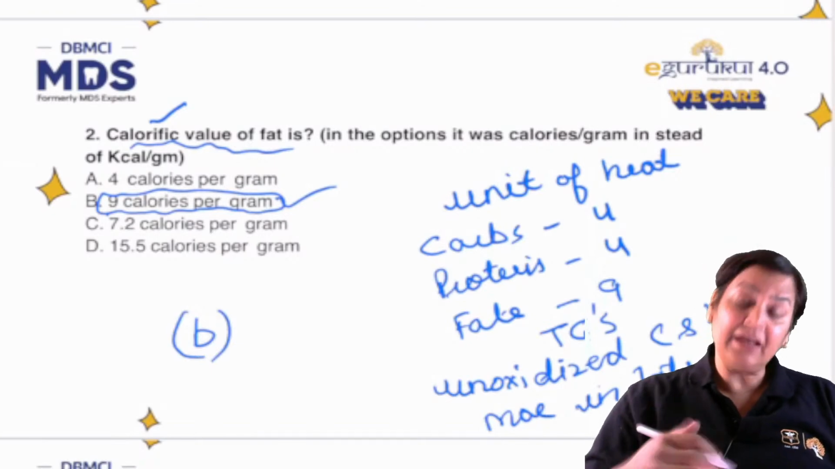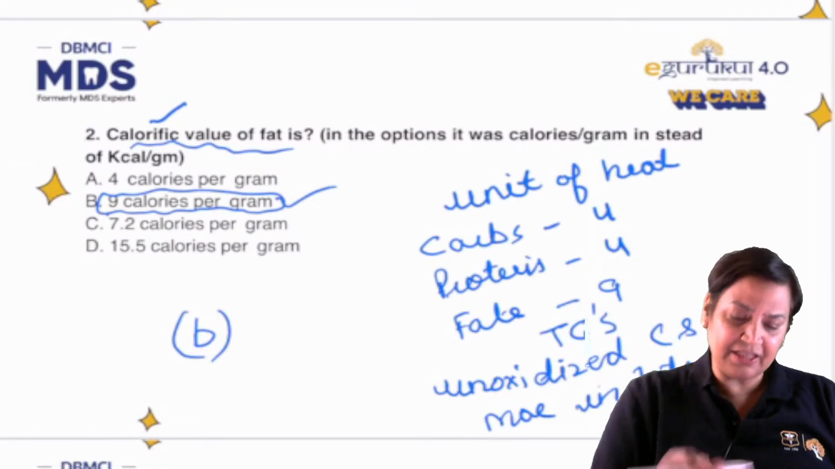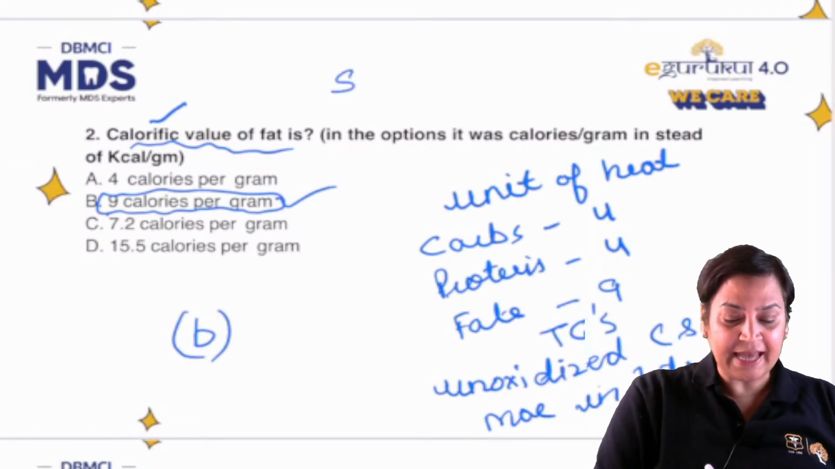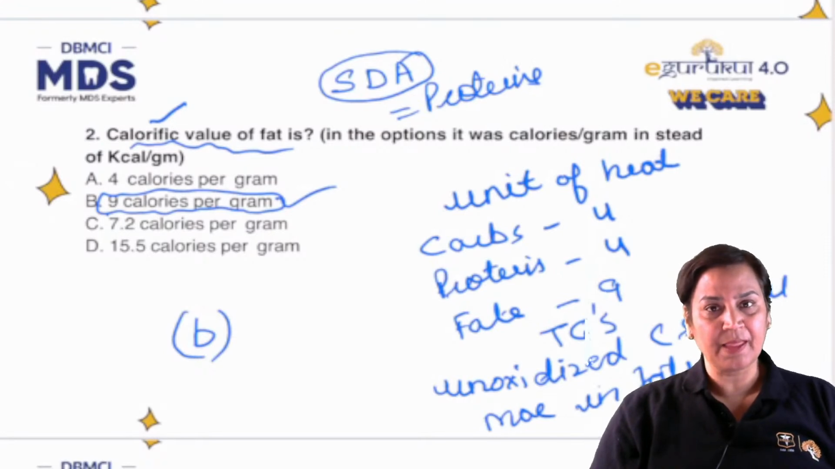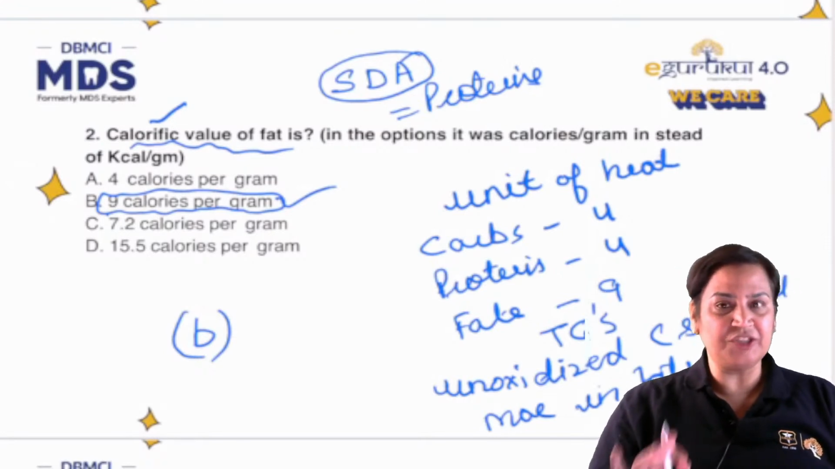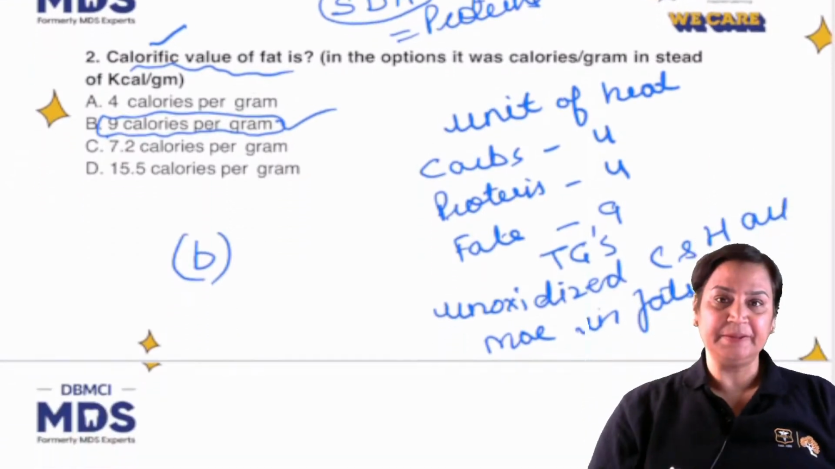Okay, and another question which is somewhat related to this is about SDA. This question can also be asked, SDA, specific dynamic action. It is more for proteins than carbs and fats, right? So the answer to this question is B. So how many of you have got this question right?